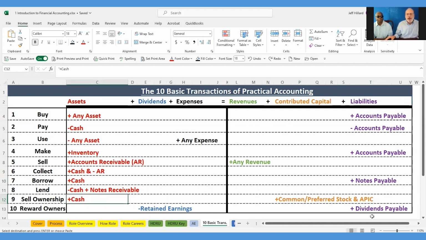And then finally, here's our thank you, Aunt Betty. When we reduce our retained earnings, which is revenue minus expenses minus dividends, we're going to take that out and set it up as a dividends payable, which we're going to pay at a later time. That's the 10 basic transactions of accounting.